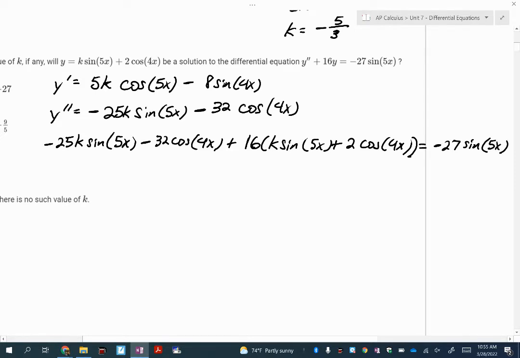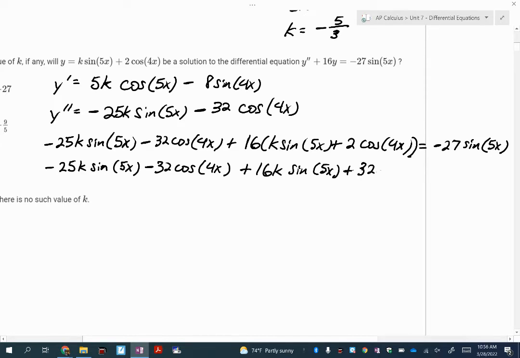There's a lot going on here, but I think you'll see it just seems more complicated because of the trig functions in there. Really it's just a lot of algebra. So I'm going to copy these down. Bring these down. I'm going to distribute the 16. So 16k times the sine of 5x, and then plus 32 times the cosine of 4x.